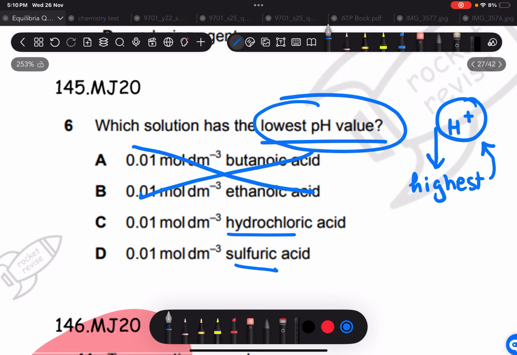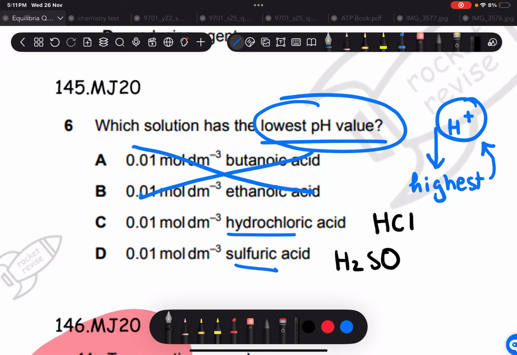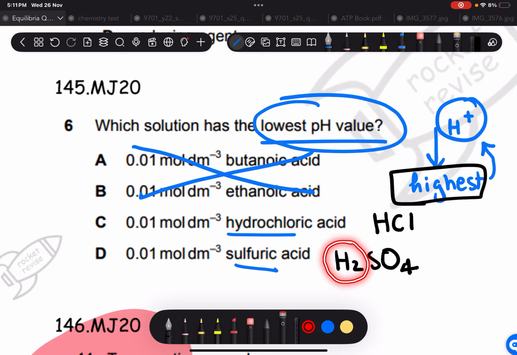If you write down the formula for HCl, it is HCl, and for sulfuric acid, it is H2SO4. We need to figure out which acid is going to donate more H plus ions. It's simple. We can see this is a diprotic acid, I guess we call it. Why? Because it gives two protons. A hydrogen ion is called a proton. A simple H plus ion is going to be called a proton.